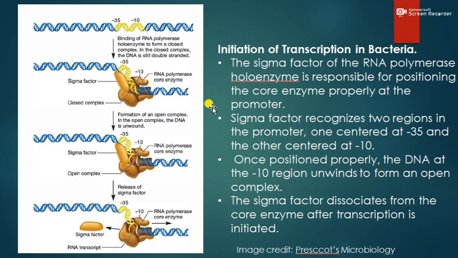In the case of bacteria, the sigma factor of the RNA polymerase holoenzyme is responsible for the positioning of the core enzyme at the promoter. The sigma factor recognizes the two regions of the promoter, one centered at the -35 and the other centered at the -10. Once positioned properly, the DNA at the -10 region unwinds to form an open complex, and the sigma factor dissociates from the core enzyme after the transcription is initiated.